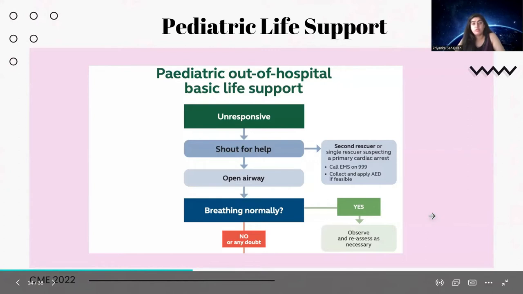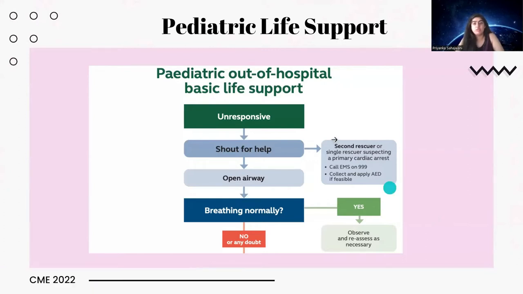Okay, so pediatric life support. Now, this is the most basic pediatric life support. If you check any book for pediatric life support, it will still be very extensive, but the basics that you need to know is if a patient is unresponsive, you will first shout out for help so that you can call a second rescuer. It is better in tandem, but if you're the only rescuer, you will first make sure that the airway is open, whether they are breathing or not. If they are breathing, observe and reassess as necessary. But if they're not breathing, you will first give them compressions and then call for help.